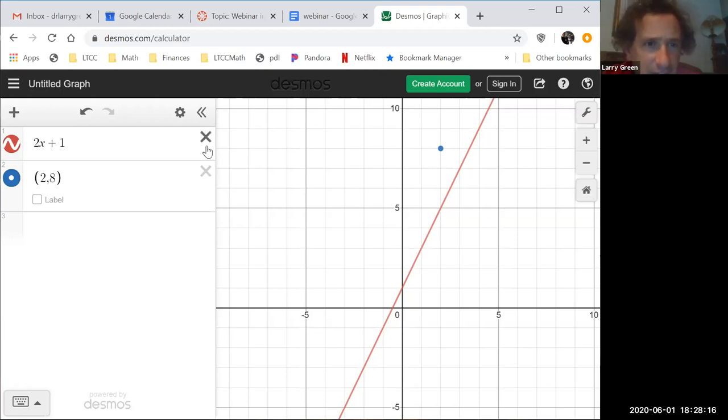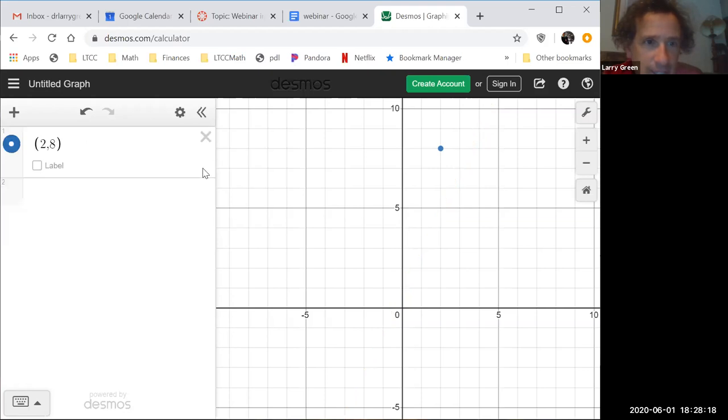Okay, let me do the following. I'm going to get rid of the 2x plus 1. I'll keep the point 2, 8. I'm going to draw a bunch of points just for fun. Let's say we have 2, 8. Let's say we have 5, 1.